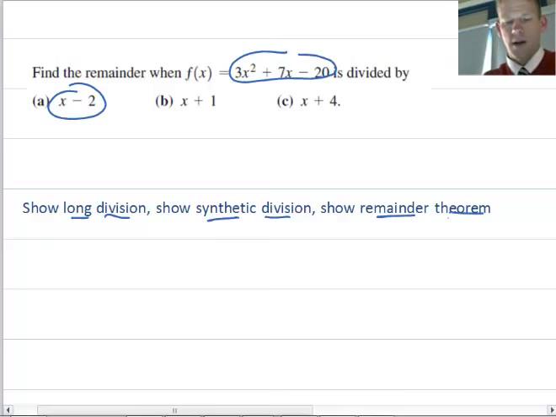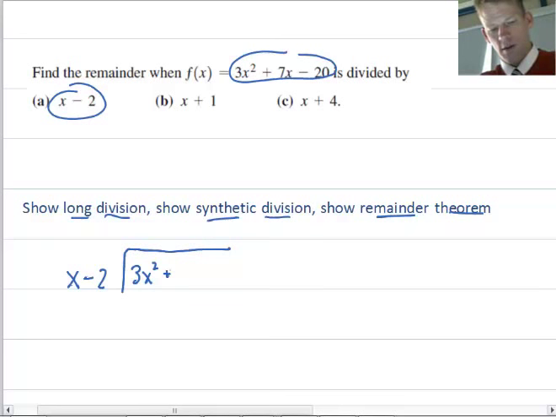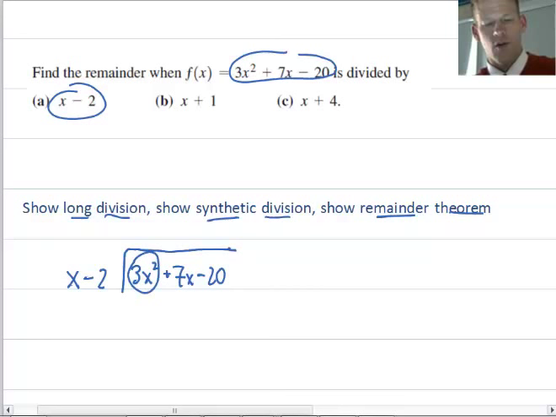So let's get into this. The first problem is by doing long division. I'm going to take x minus 2 and I'm going to put into that 3x squared plus 7x minus 20. This is a very inefficient way to do this problem, but again, it's stressing long division. So what we do in this case is, we're going to look and see what we multiply x minus 2 by to match up with the leading term, and that's going to be 3x. So I write down 3x squared minus 6x.